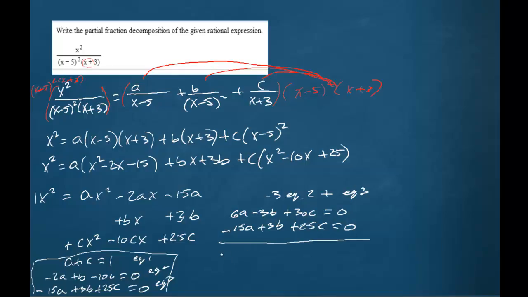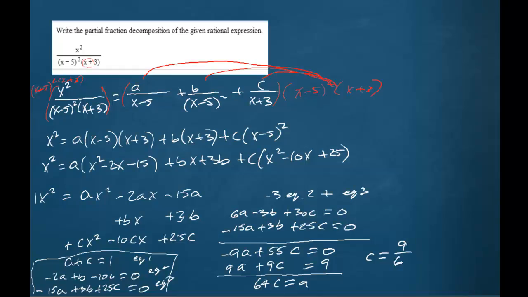We'll add those together, and we'll wind up with minus 9A, the B's go away, plus 55C equals 0. And now I have two equations that have just A and C. So we'll multiply equation 1 by 9 and add it to this equation, so that when we add them together, the A's drop out. So we have 9A plus 9C is equal to 9. And when I add those together, we get 64C is equal to 9. And now we just divide both sides by 64, and we find that C is equal to 9 over 64.